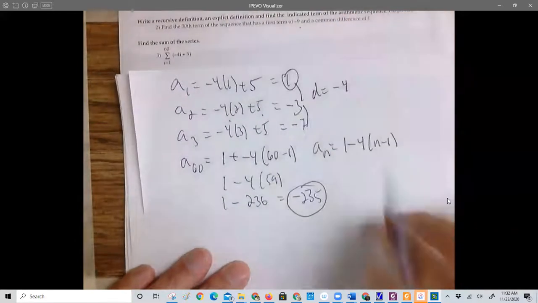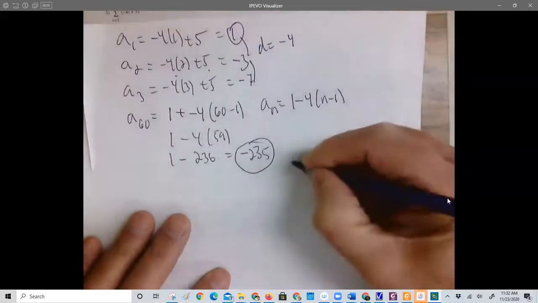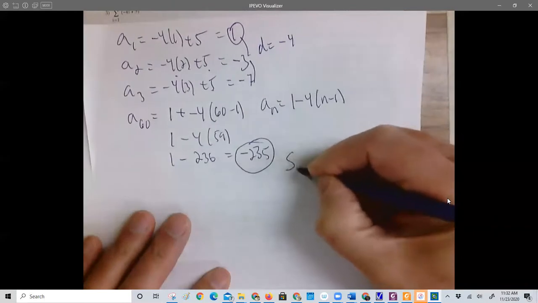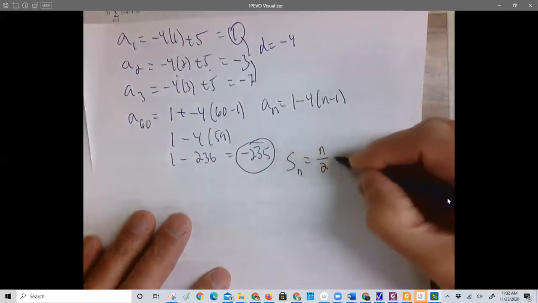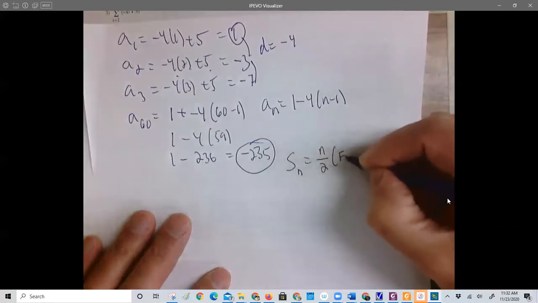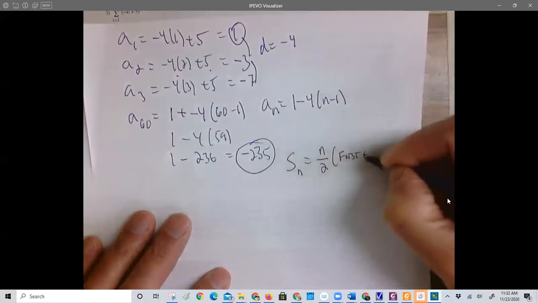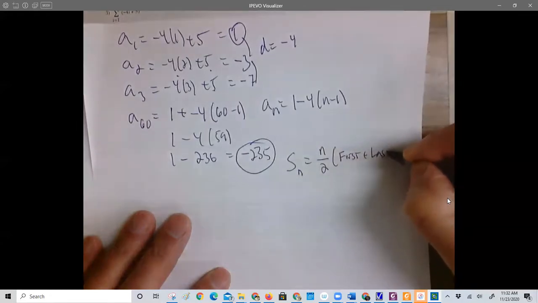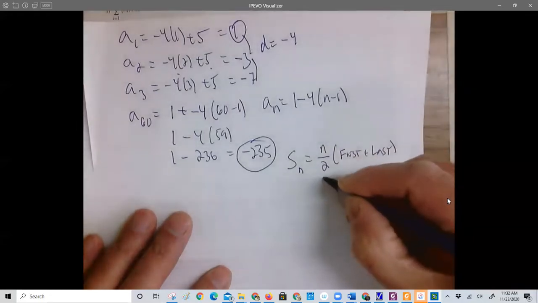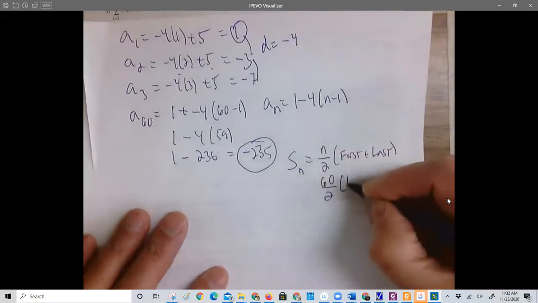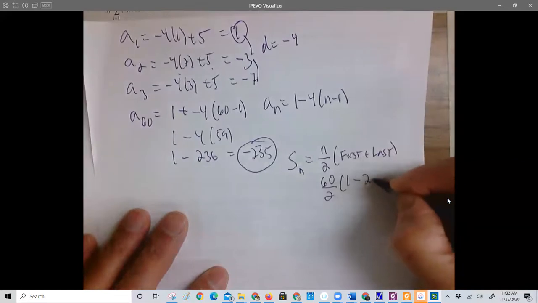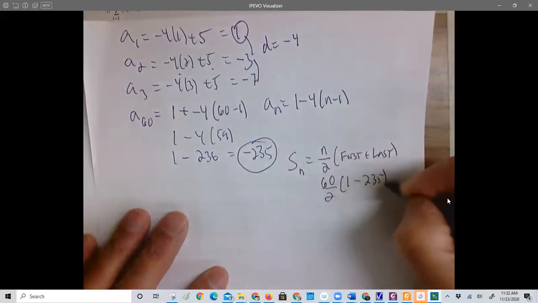That's the first term. What you've got to remember is if I want to find the sum of an arithmetic series, you take the number of terms divided by 2 times the first term plus the last term. And you notice I already have those. I know 60 over 2 times 1 minus 235.